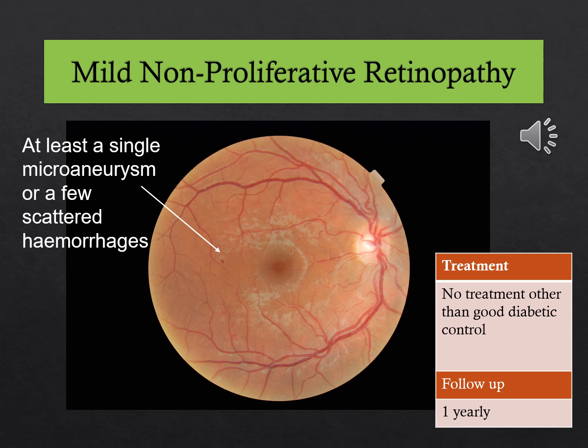This is an example of mild non-proliferative retinopathy. At least one single microaneurysm can be seen in the posterior pole, or occasionally there are a few scattered hemorrhages in the retina. No treatment other than good diabetic control is advised at this level, and we would normally advise a 1-yearly follow-up.